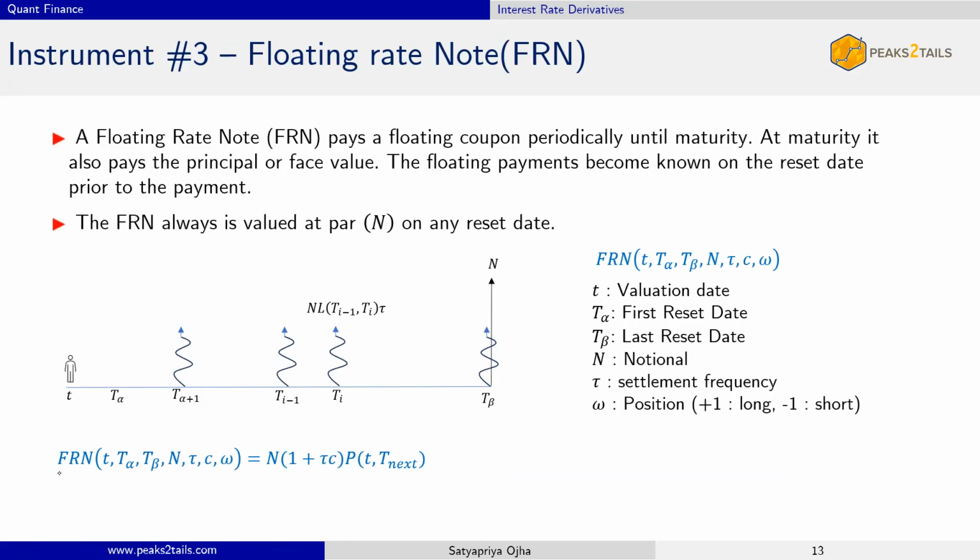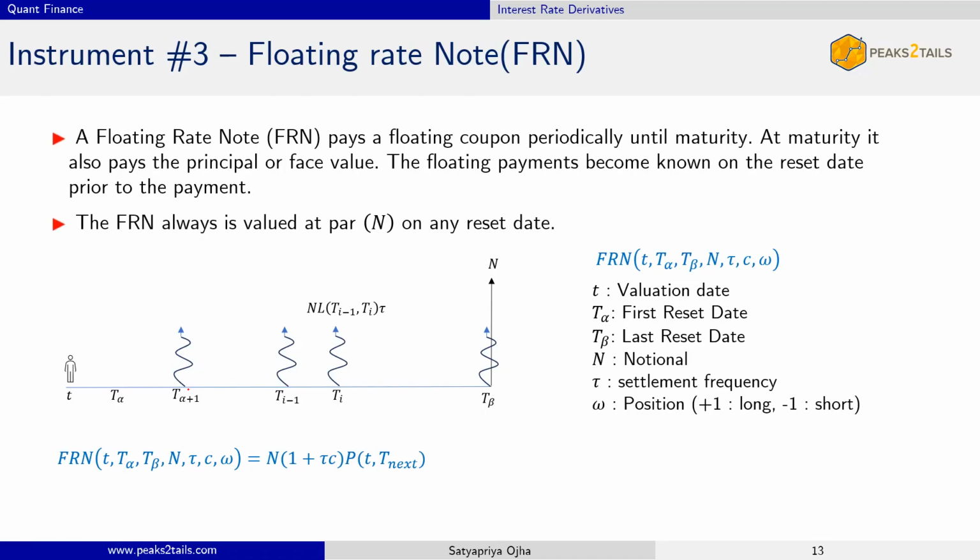Okay. Floating rate notes. This is very, very interesting. A floating rate note gives you floating coupons. What a floating coupon means is that in advance, you don't know what the coupon amount will be. That's the most interesting part. You will only get to know when you reach the reset date.